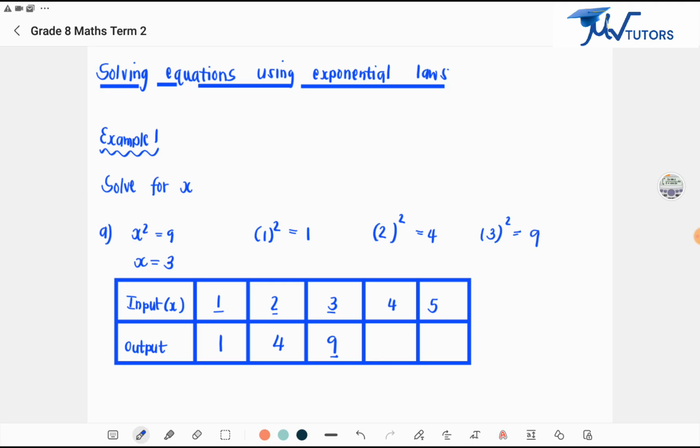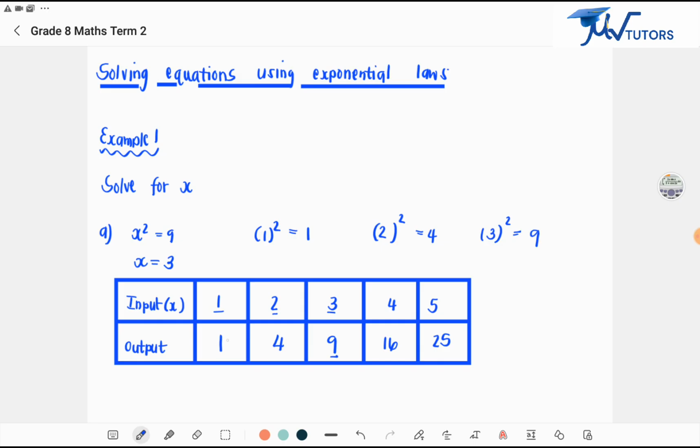But let's just complete the table. So if we say 4 squared, that would be 16. And if we have 5 squared, that would be 25. So that is how you would solve an equation using an exponential law, especially with the table.